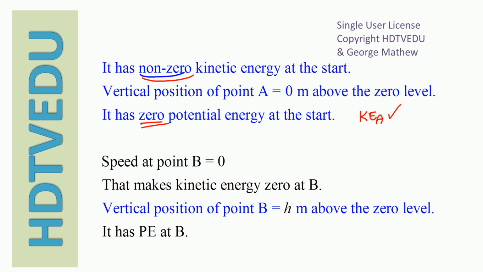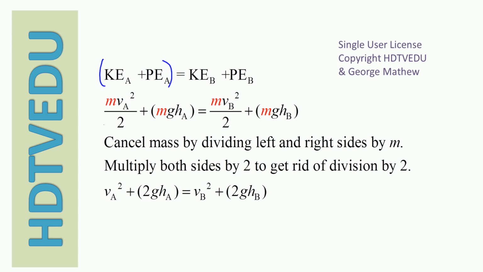At point B, speed is 0. So what is kinetic energy at point B? 0. Vertical position of point B is h meters above the 0 level, so it has potential energy at point B. So now you set kinetic energy at A equal to potential energy at B, in the absence of air resistance. Set total mechanical energy at point A equal to total mechanical energy at point B.